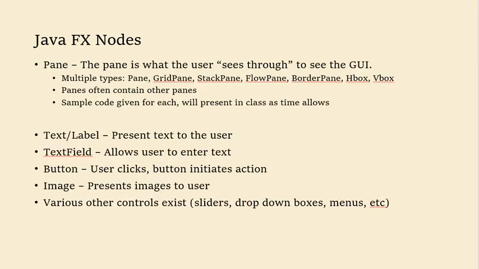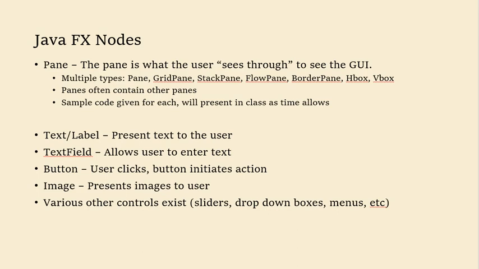So the pane is what the user sees through for the GUI. There's a bunch of different types, and we'll go over them and have examples in code for each of these. They often contain other panes, and yes, I have examples of how to put panes in other panes, and I will present them as much as class time allows, but I will put all the code up there for you.